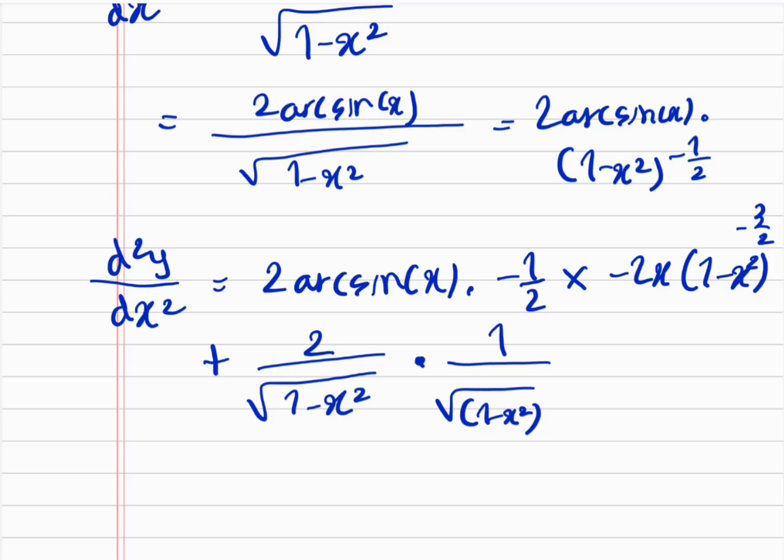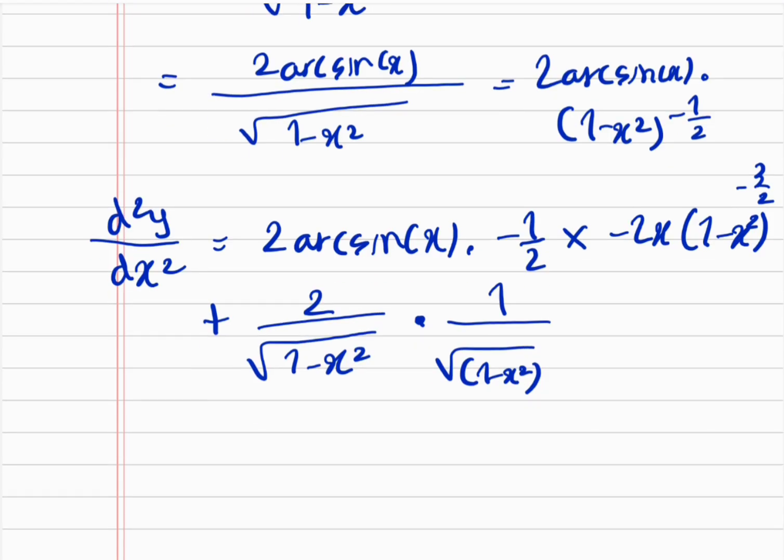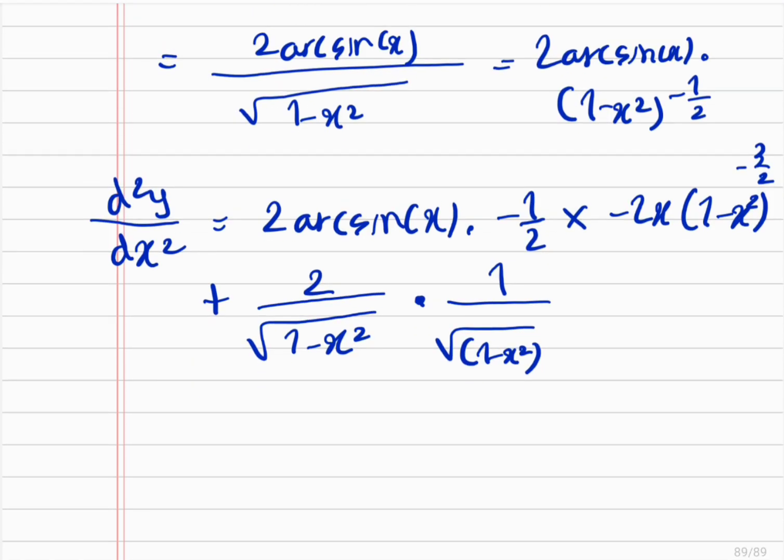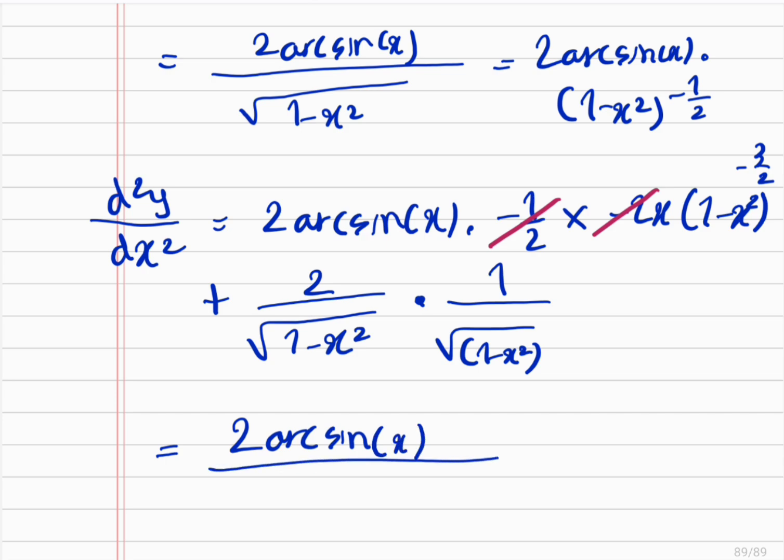Okay, this is what we have. We can write this in a nicer form before we move on to the last stage of the question. So for the first one, I'm going to write this as, also remember that we have minus a half and then minus 2, so they just cancel out, which is good. And I'm going to write this as 2 arc sine x over square root of 1 minus x squared to the power of 3.